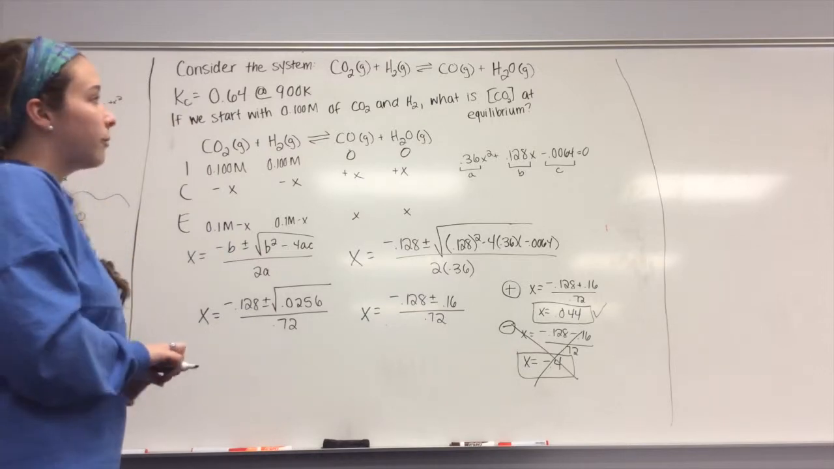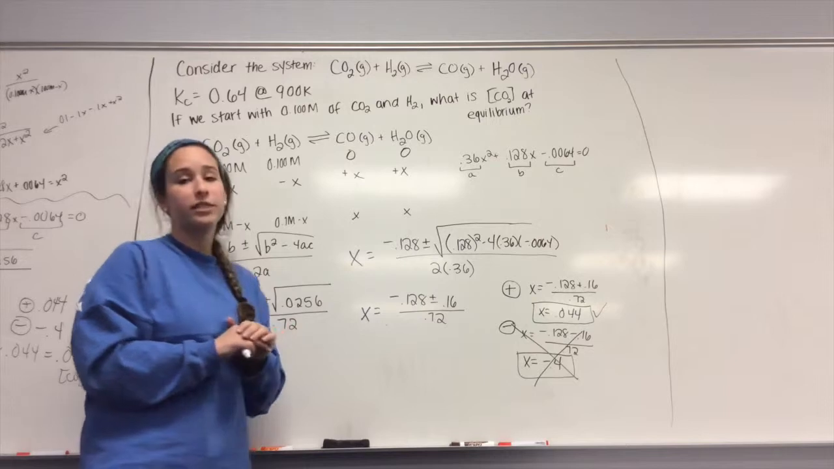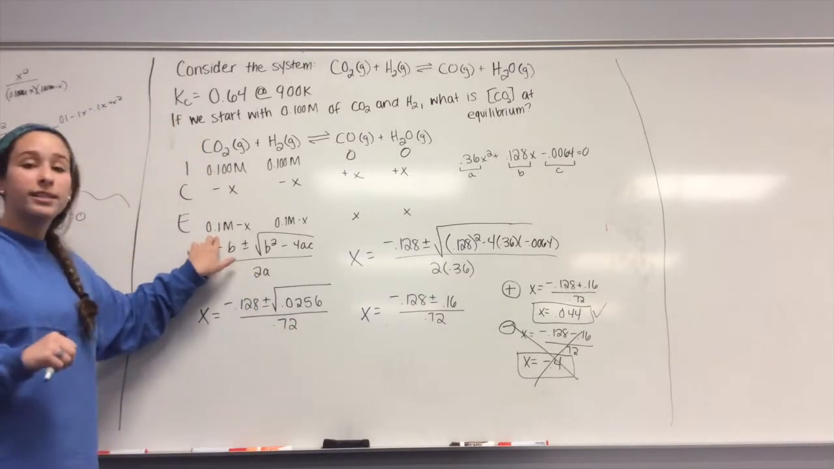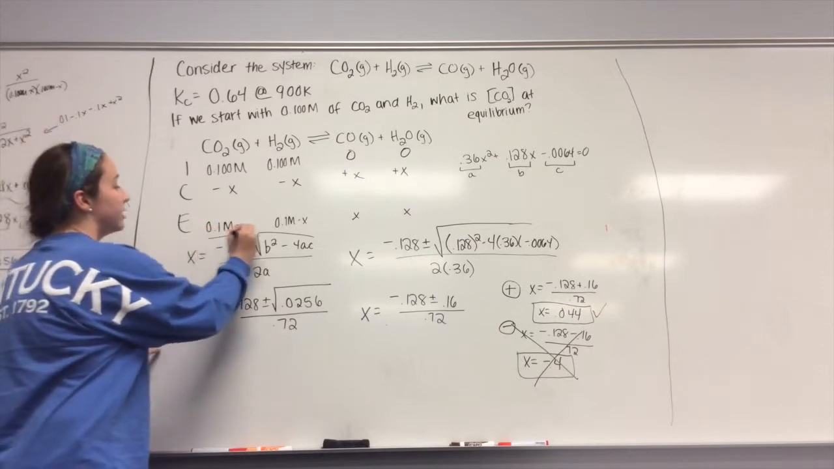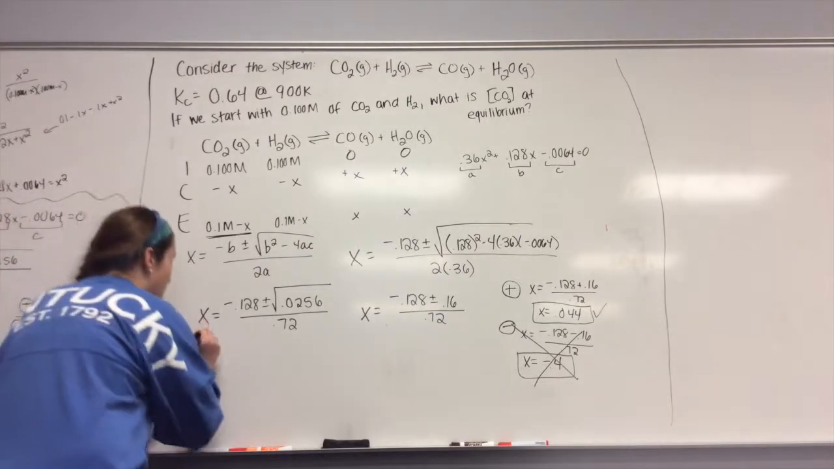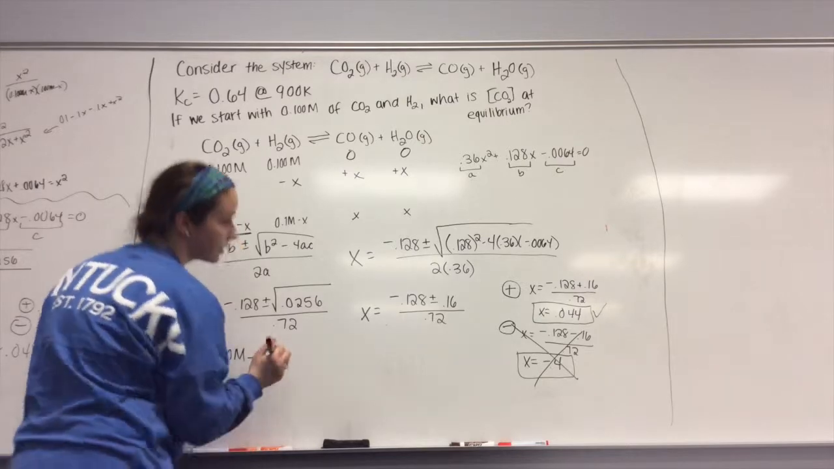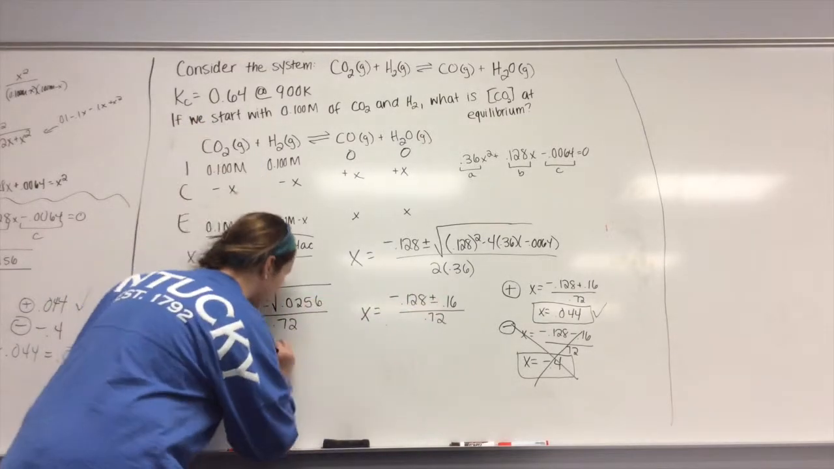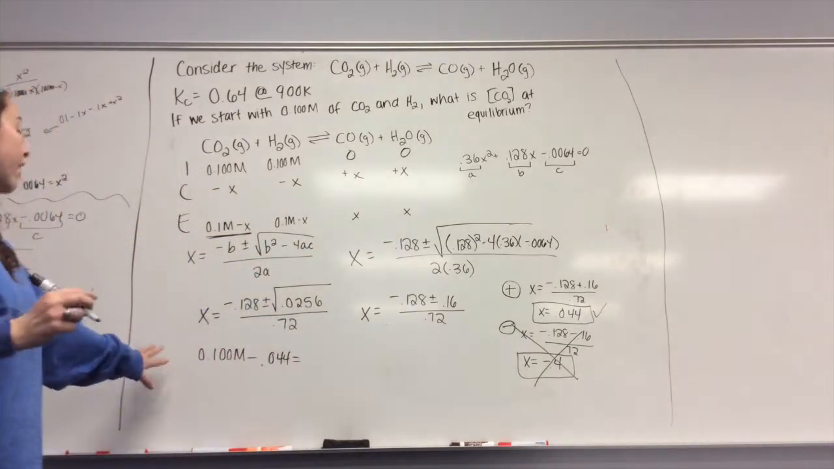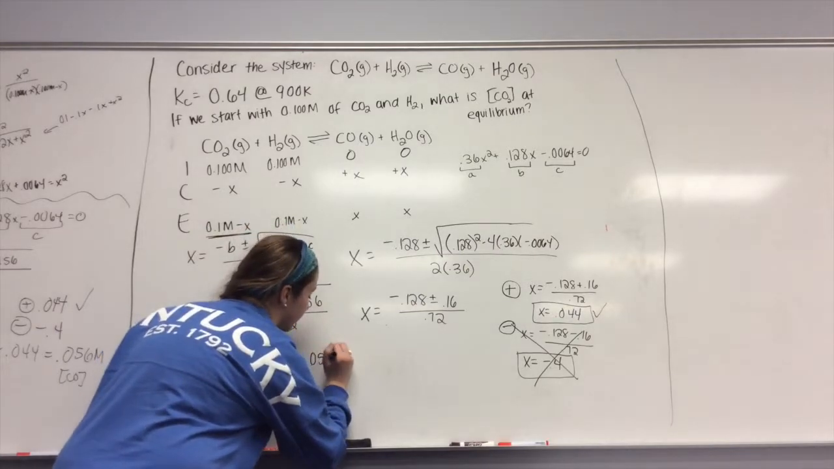And so now let's look back at what our question wants. We want the final concentration of CO2 gas at equilibrium, so we need to plug our accepted answer back into this equilibrium concentration. So that would be 0.100 molar minus our x value, which is 0.044. And that will give you a final concentration for CO2 gas of 0.056 molar.